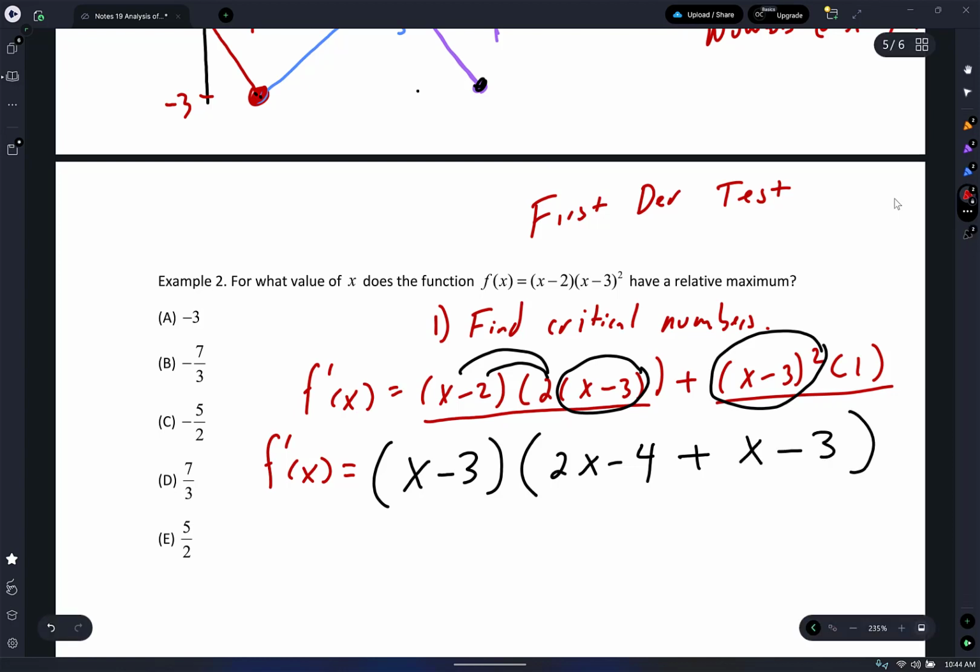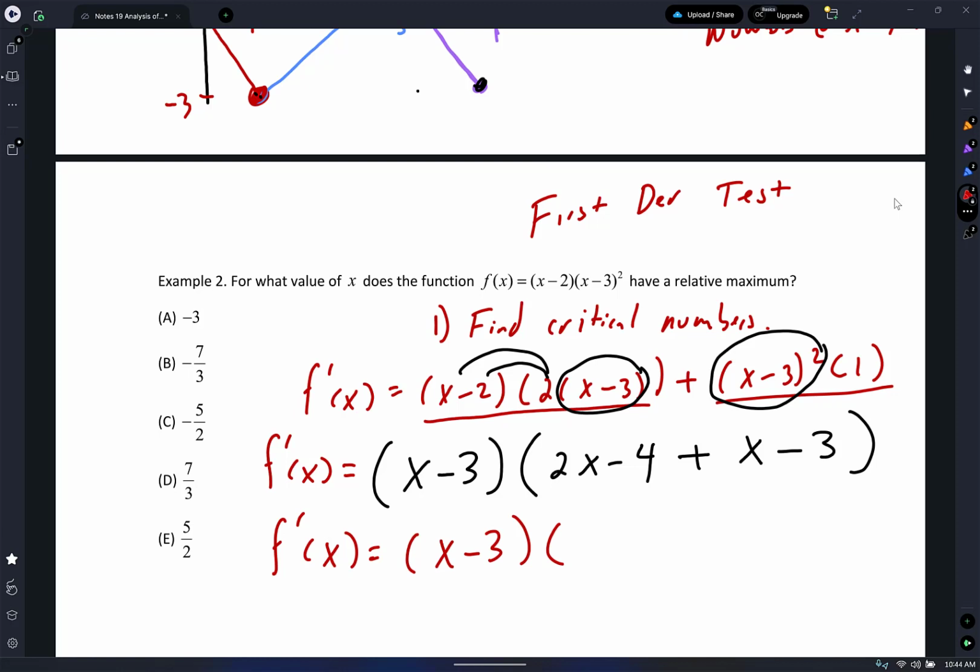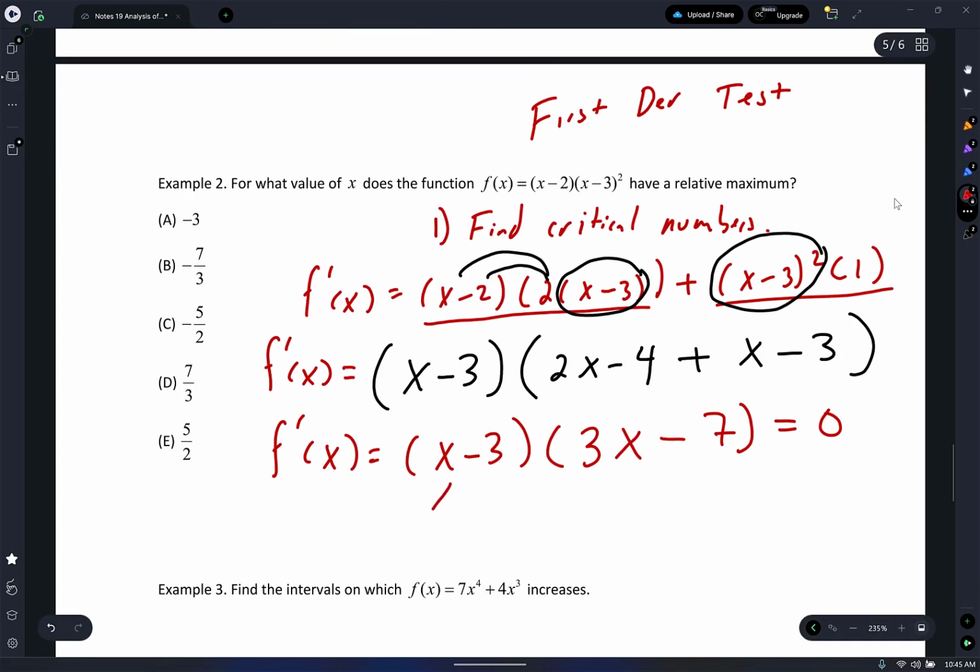Have I confused anyone? F prime of x equals, let's see, x minus 3, close, open. What's 2x plus x? 3x. Negative 4 minus 3? Minus 7. Are we still all right? I'm going to set this equal to 0. I'm finding critical numbers. X equals 3. X equals 7/3. Now I know some of you see the 7/3 and immediately want to circle it. Don't do that yet.